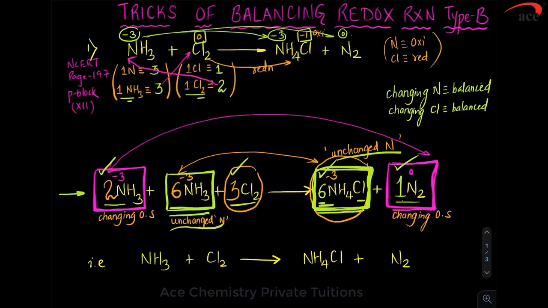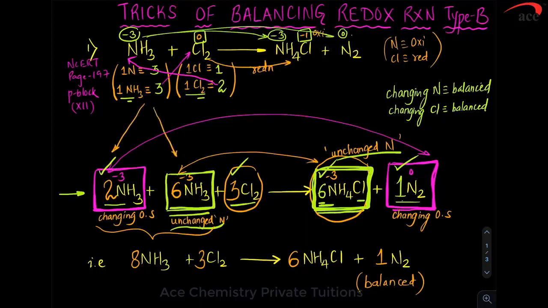Now everywhere we got the number. Now we write down collectively. How many ammonia are there? 8. How many chlorine? 3. How many ammonium chloride? 6. And how many nitrogen? 1. And if you check and verify, you will realize the reaction is balanced. So what was the trick of balancing it? That ammonia was written 2 times. Why was ammonia written 2 times? Because ammonia, or the nitrogen associated, was having one compound with the same oxidation state and the other with a different oxidation state.